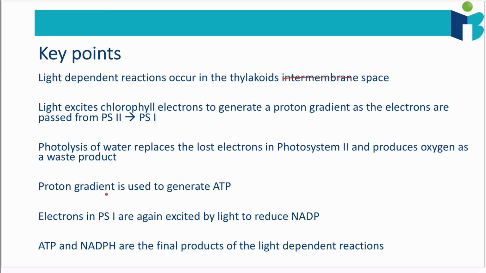We generate a proton gradient and we use that to make some ATP, photophosphorylation. And electrons in photosystem 1 are again excited by light to reduce NADP, and the ATP and NADPH are the final products of the light-dependent reactions. So I hope that video makes sense. In the next video, we're going to talk about the light-independent reactions.